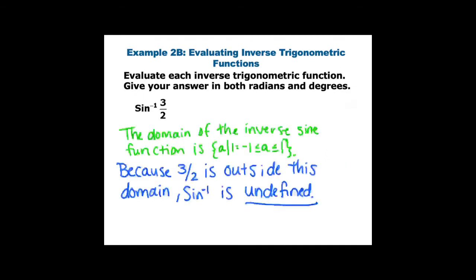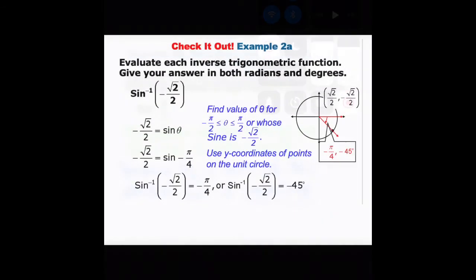Example 2b, evaluate each inverse trigonometric function and give your answer in both radians and degrees. So if we're looking for the inverse sine of 3 over 2, the domain of the inverse sine function is negative 1 is less than or equal to a, which is less than or equal to 1. And so 3 over 2 is outside of the domain, so it would be undefined.